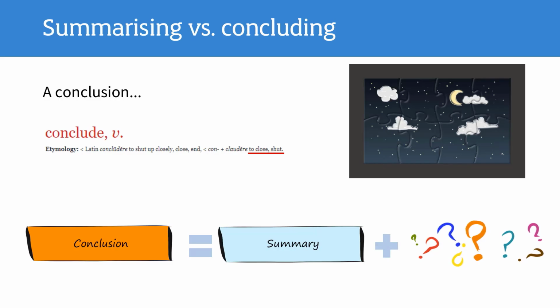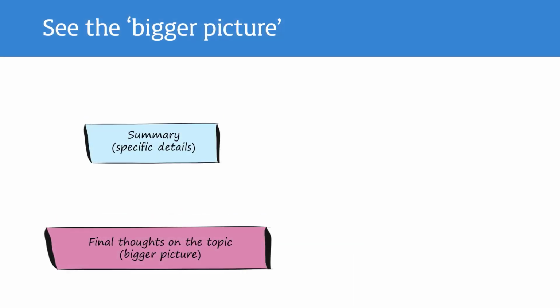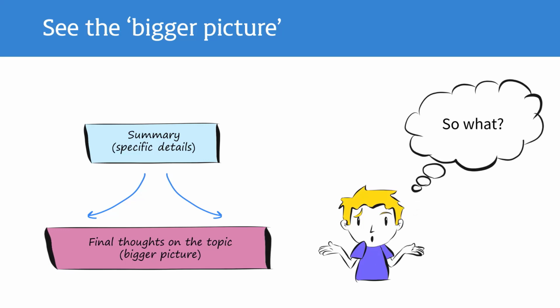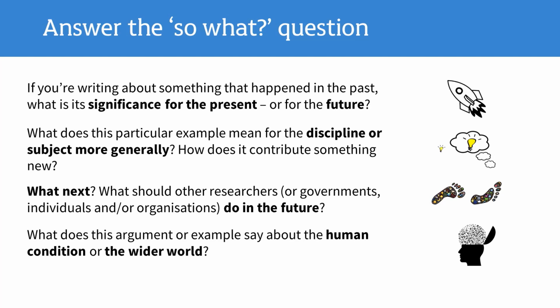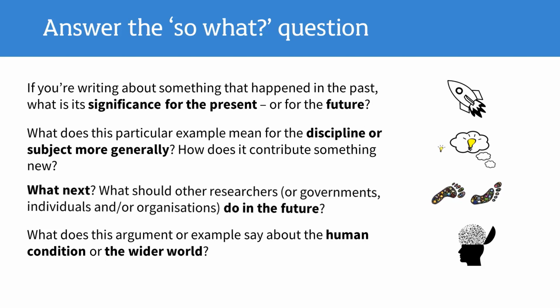But what? That brings us to our second tip. Show the reader the importance of your argument. In the conclusion, we move from specific details in the summary to a final thought that considers the bigger picture. This final thought is answering the question, why does what I've said in this essay matter? There are a couple of simple ways to do this. You can look to the future, look at what your argument means for the subject more generally, look at what should be done next, or consider what your argument says about the human condition or the world around us. Just try not to be too grandiose.